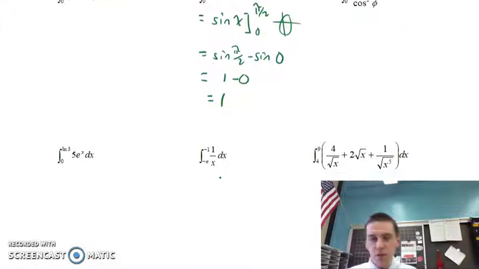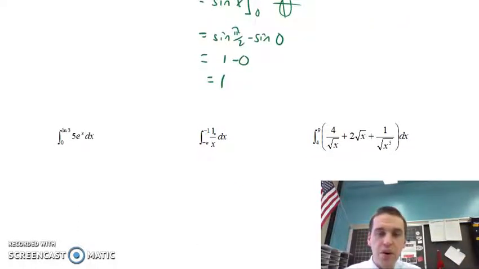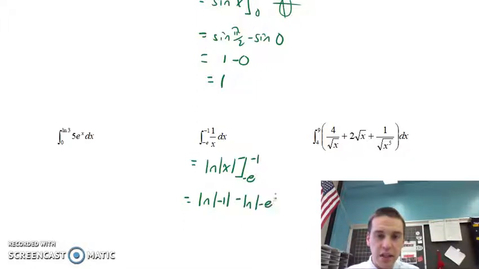And for the last one, the integral of 1 over x is ln of the absolute value of x, from negative e to negative 1. So we know it's the ln of the absolute value of negative 1 minus ln of the absolute value of negative e. Well, we know the ln of 1 equals 0, and we know that the ln of e equals 1, so you're going to get 0 minus 1, which equals negative 1.